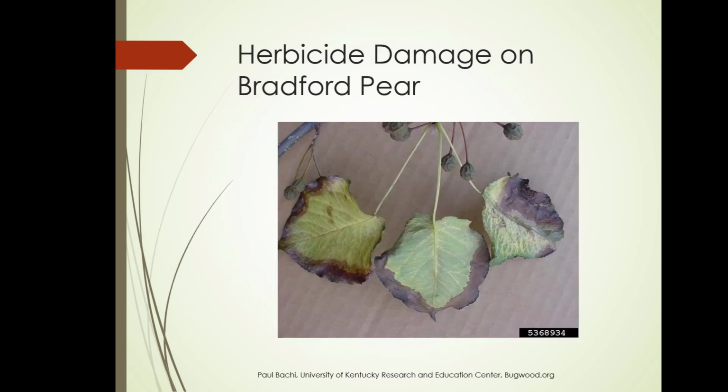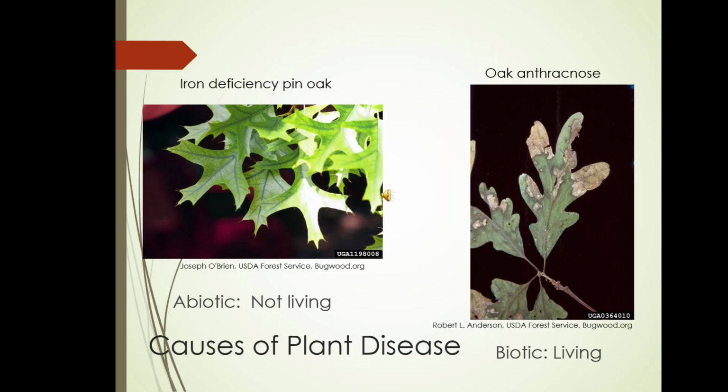So here we have herbicide damage on Bradford pear. And on the left, we've got abiotic stress. This is iron deficiency on pin oak. So you can see it's very uniform. We've got green veins and interveinal chlorosis. On the right, this is a fungal disease, oak anthracnose, on a white oak.